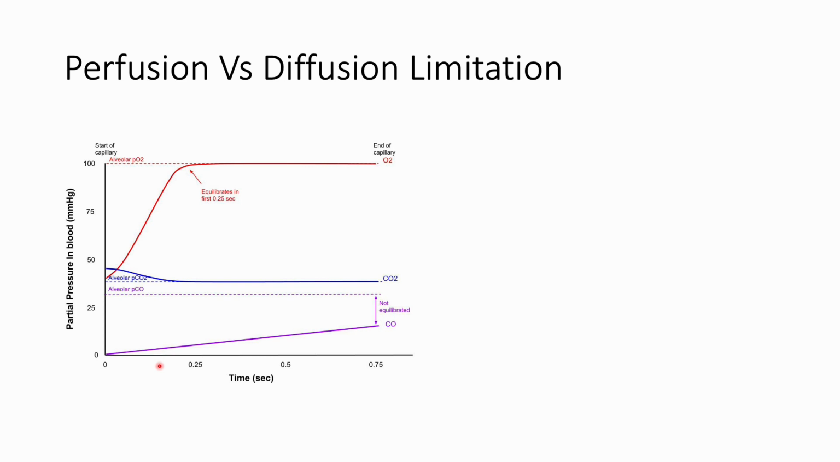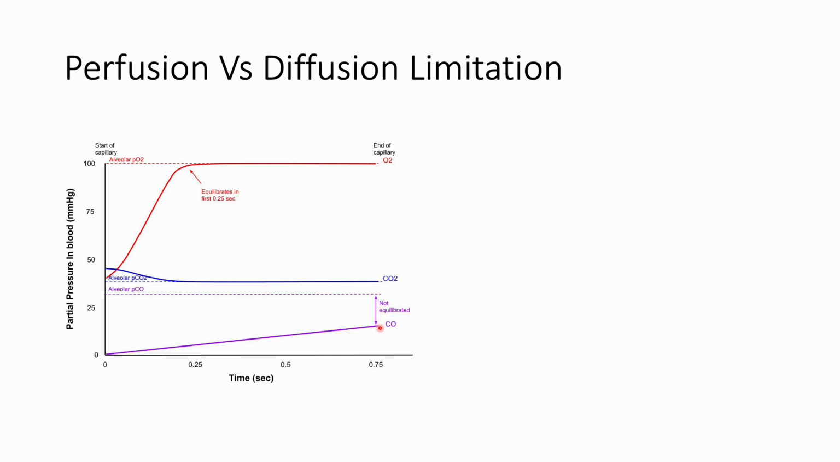So when someone breathes in carbon monoxide, the plasma concentration in the blood only rises very minimally, and it never equilibrates with what the alveolar partial pressure is. So carbon monoxide is also diffusing within the same conditions as oxygen and CO2. It's also a relatively small molecule and relatively lipid soluble.